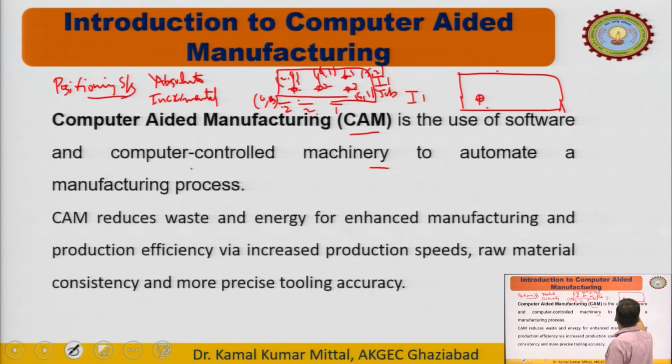And suppose 1, 2, 3, 4. Now, again distance is 2, 2, 1, 1 and 1. This is origin. So, the coordinate of this is 2 and 1, 2 and 1 with respect to origin.